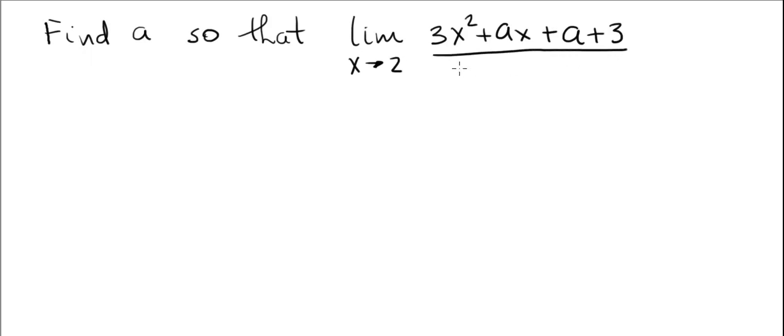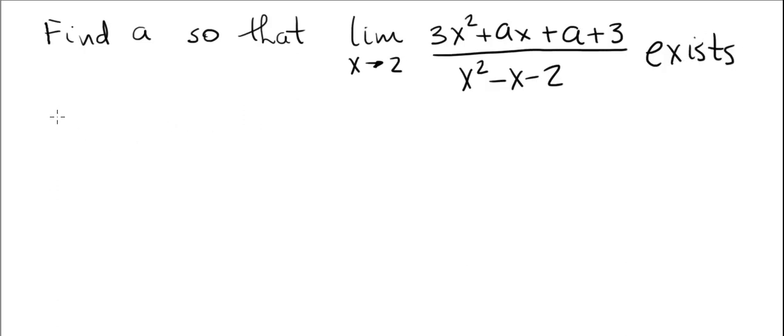In this video, we're going to find the value of a so that the limit as x approaches 2 of 3x squared plus ax plus a plus 3 divided by x squared minus x minus 2 exists.